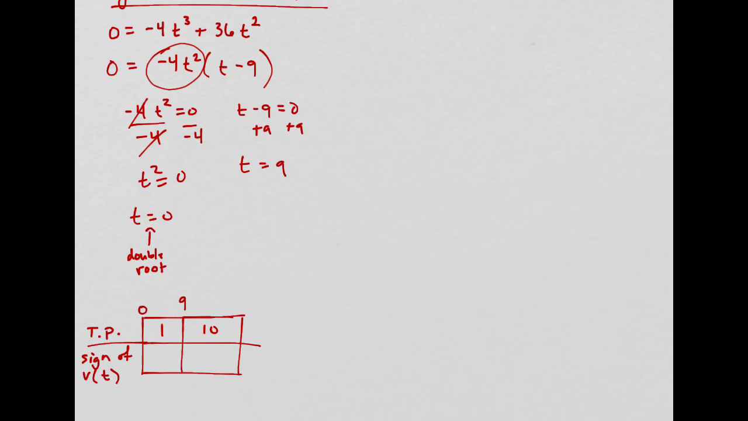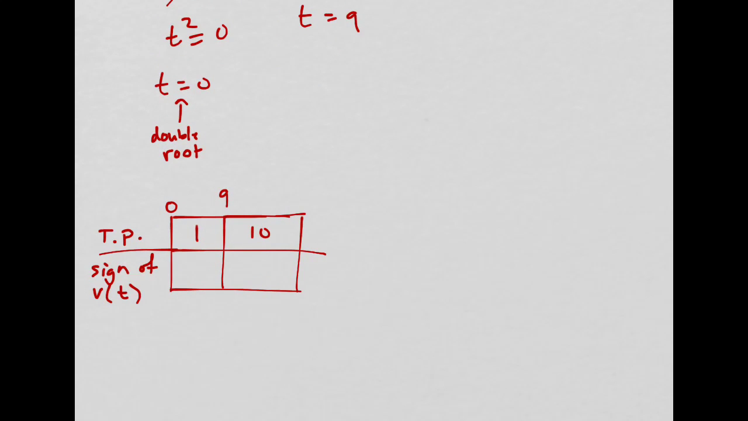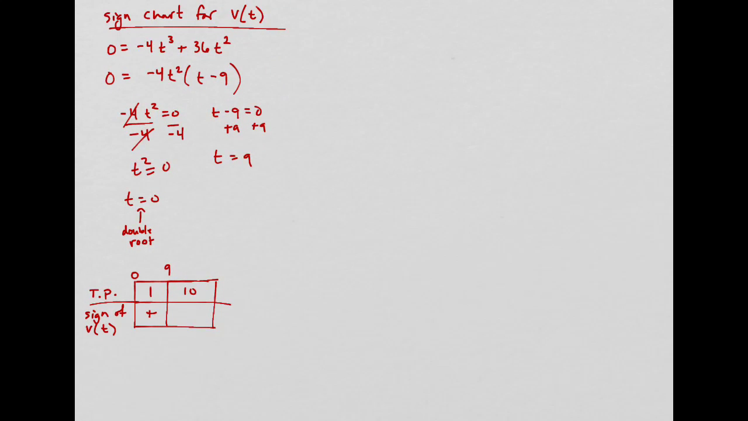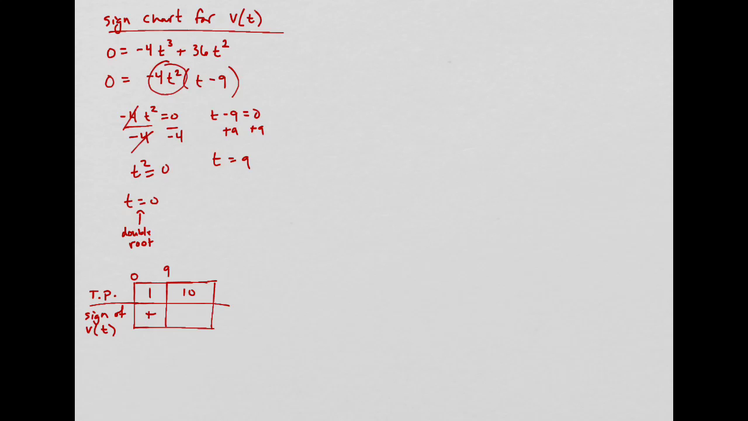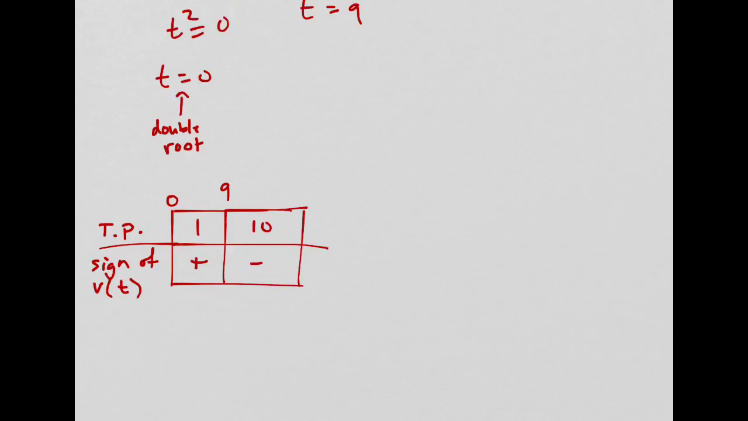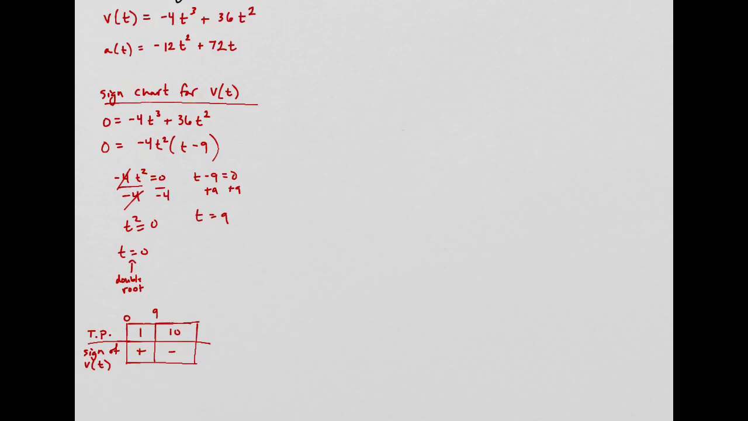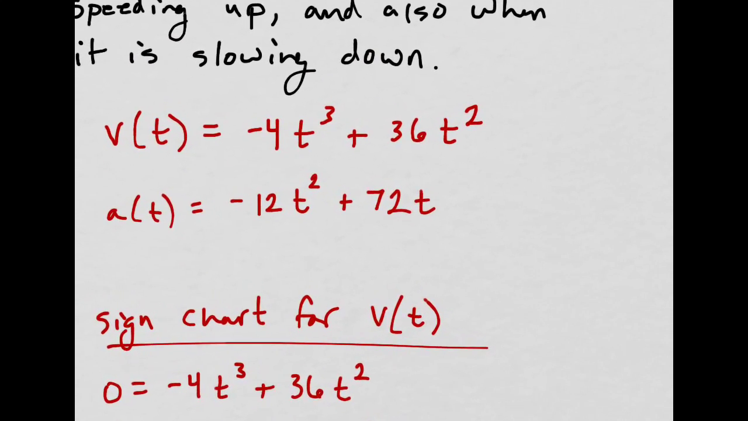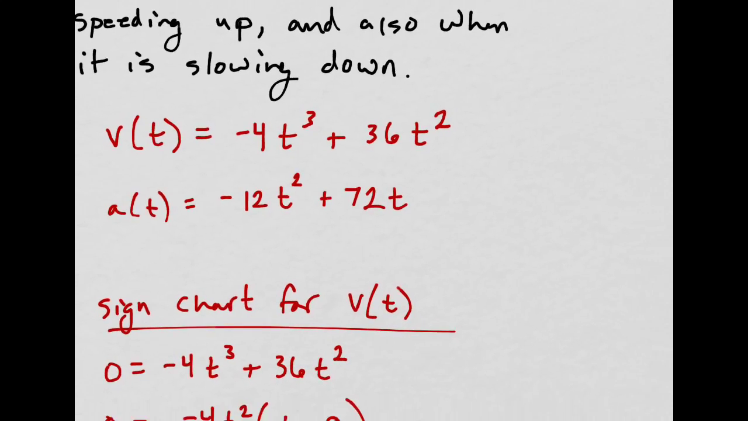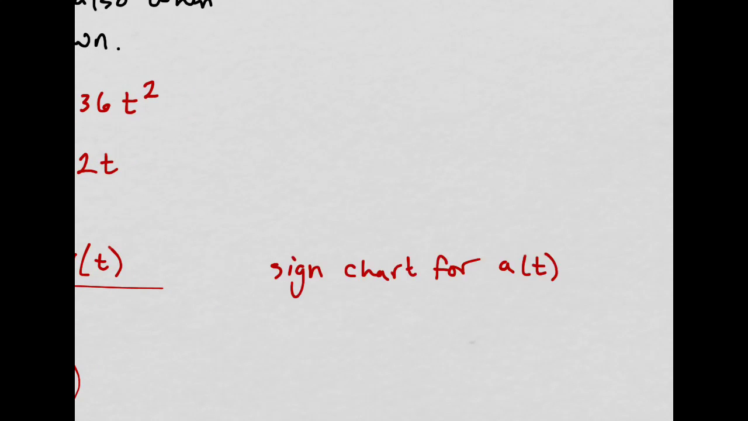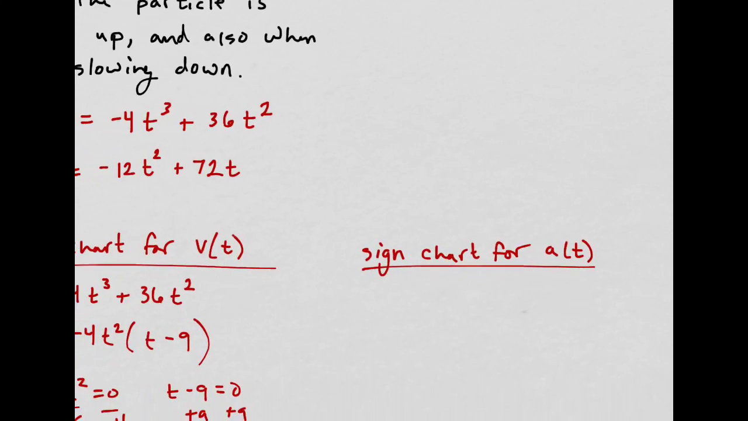So that's a negative times 1 minus 9 is a negative, so that will be a positive. And then if I plug in 10, I get a negative times a positive, which gives me a negative there. So that was my sign chart for v of t. Now I'm going to do all the same exact steps and make a sign chart for a of t, which is the acceleration function.